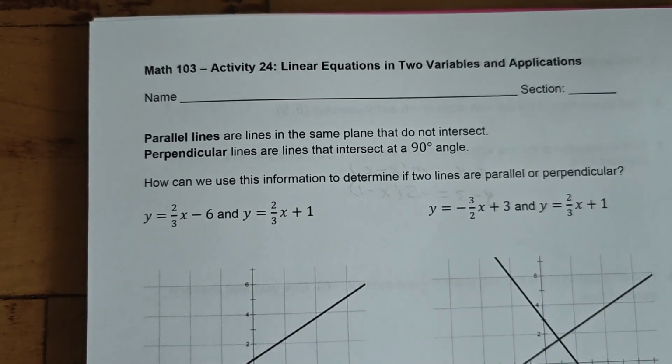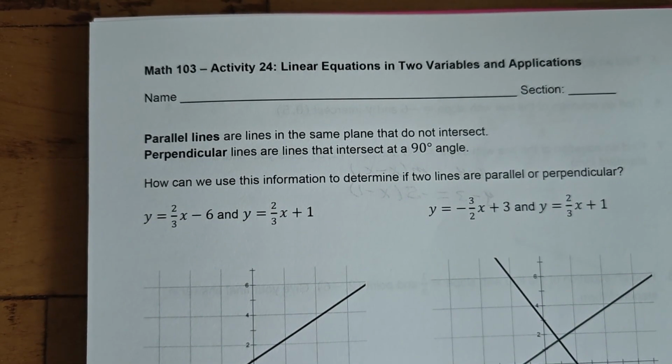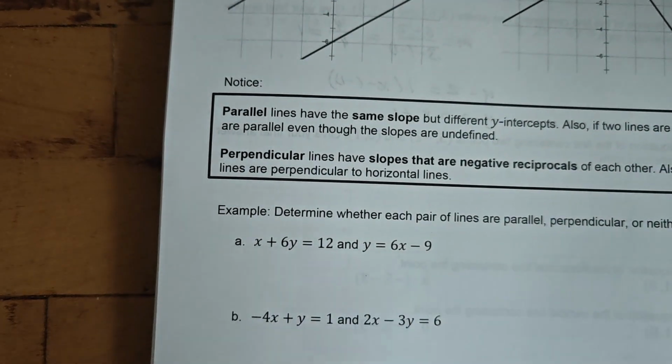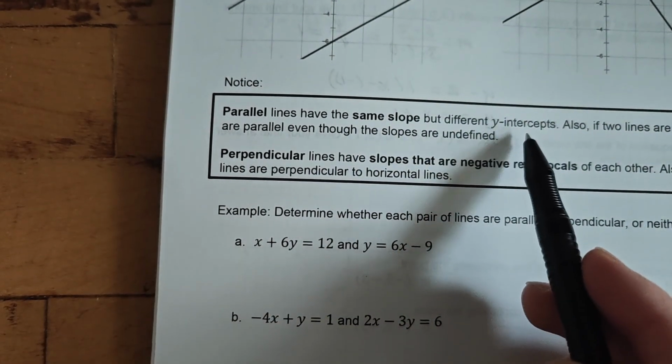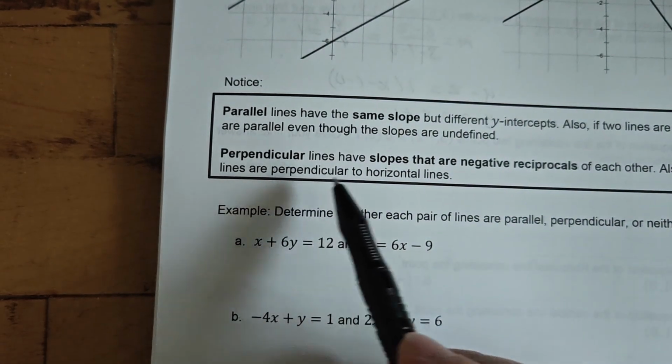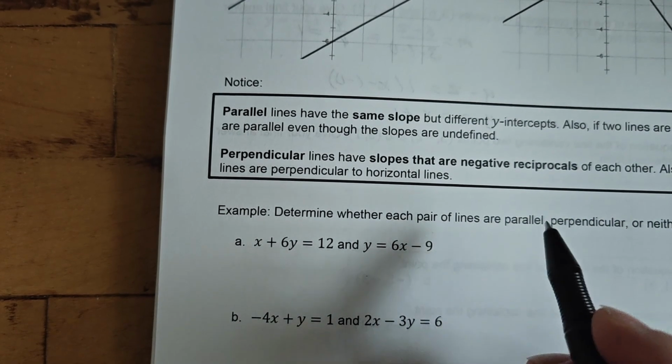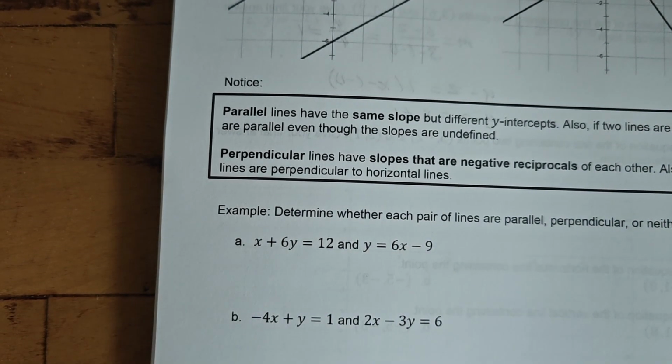Next activity is linear equations in two variables and applications. So this adds on word problems, and it adds on parallel and perpendicular lines. Parallel lines have the same slope, but different y-intercepts. Perpendicular lines have slopes that are negative reciprocals of each other. So reciprocal means that you flip it over. You can also think of this as negative inverses if you're more comfortable with inverses instead of reciprocals. Inverse comes from the same word as invert, which means to flip over. So inverted and have a negative sign stuck on them.